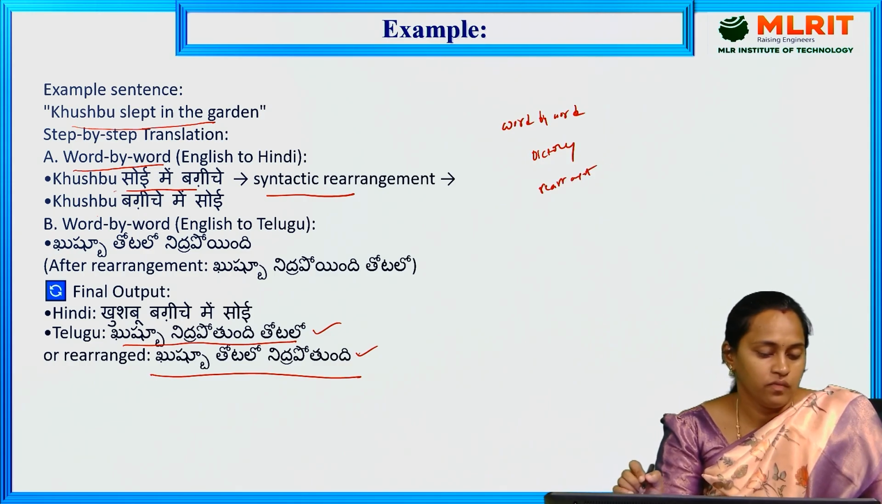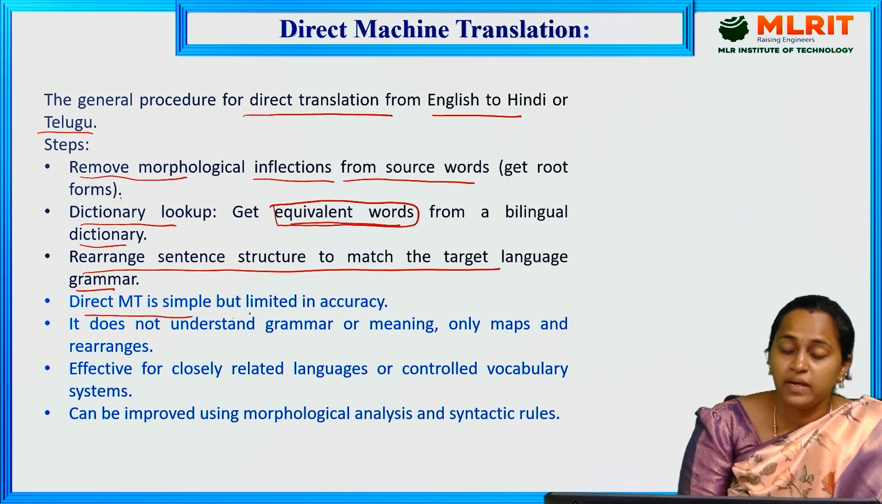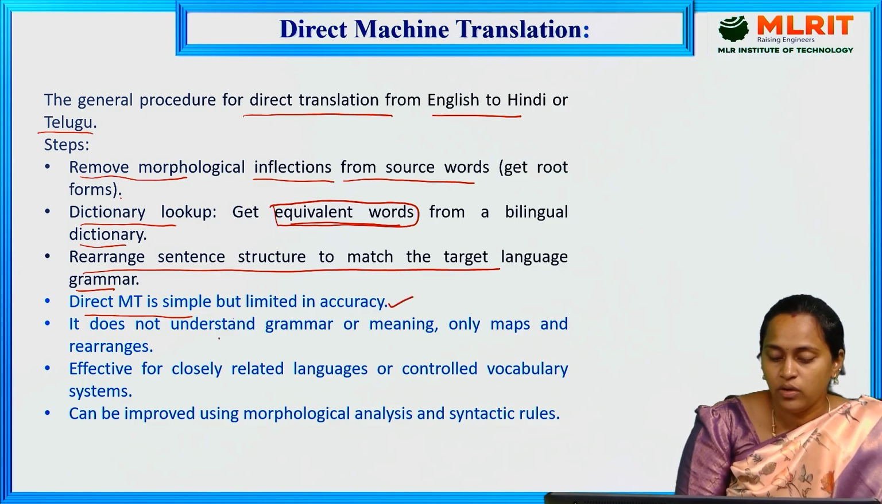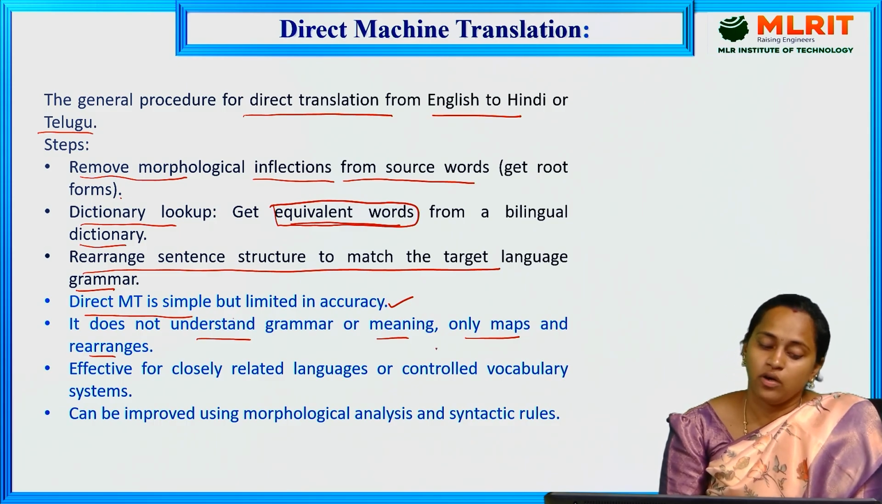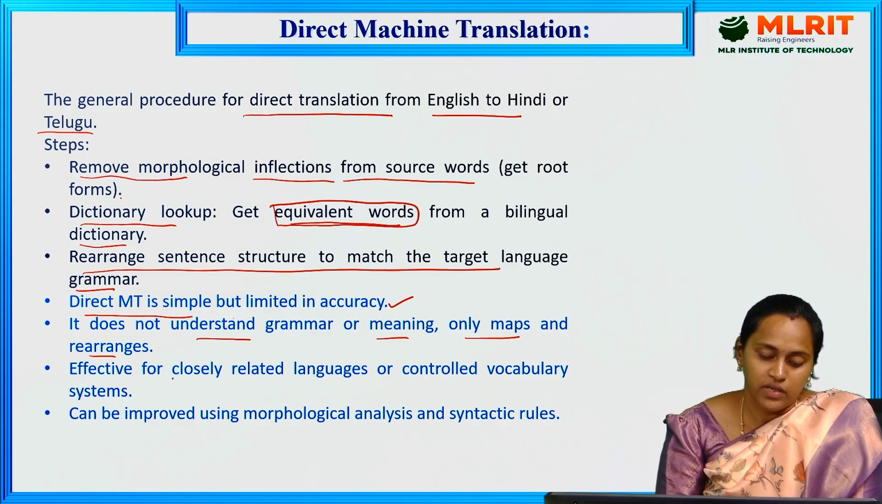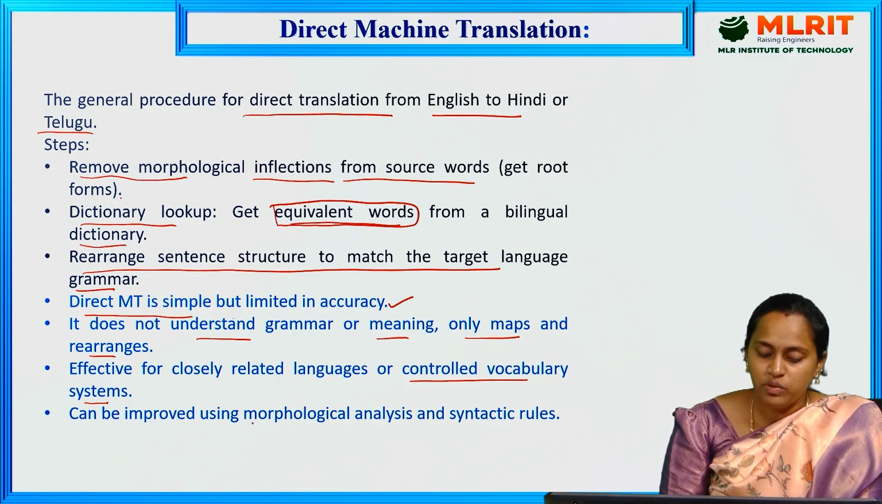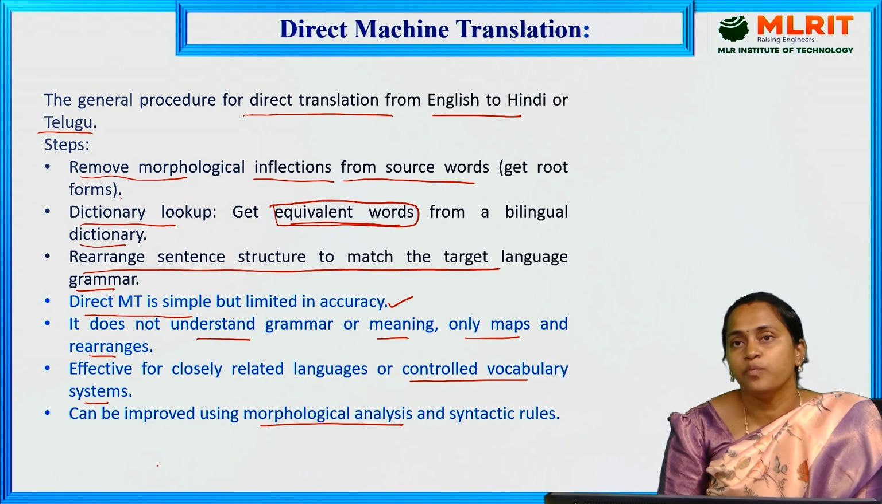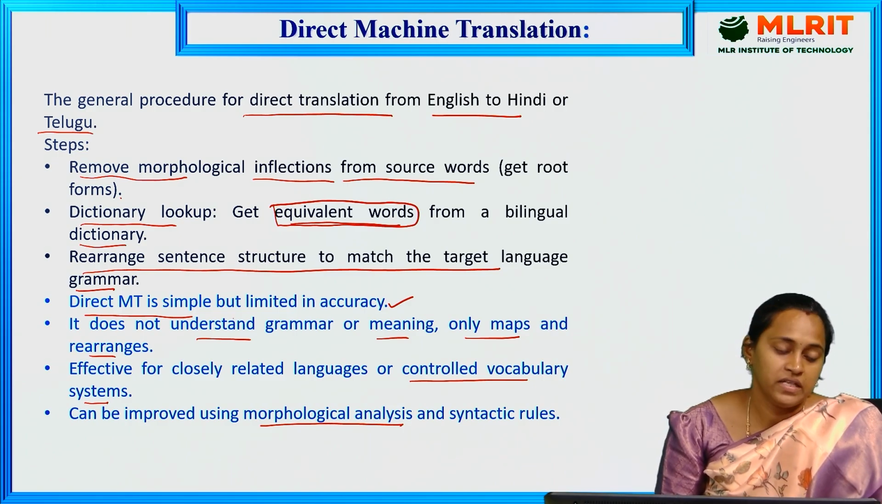So here we see some disadvantages. Direct machine translation is simple but limited in accuracy. It does not understand the grammar or meaning, it only maps and rearranges. That means there is no sentence formation and no understanding of the meaning. It automatically rearranges the sentence. It is effective for closely related languages or controlled vocabulary systems. It can be improved using morphological analysis. We can improve it more by using morphological analysis and syntactic rules, which means we have to follow context-free grammar rules for better sentence formation.